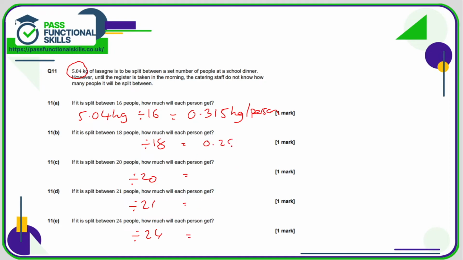So we should get 0.28, 0.252, 0.24 and 0.21 kilos per person.